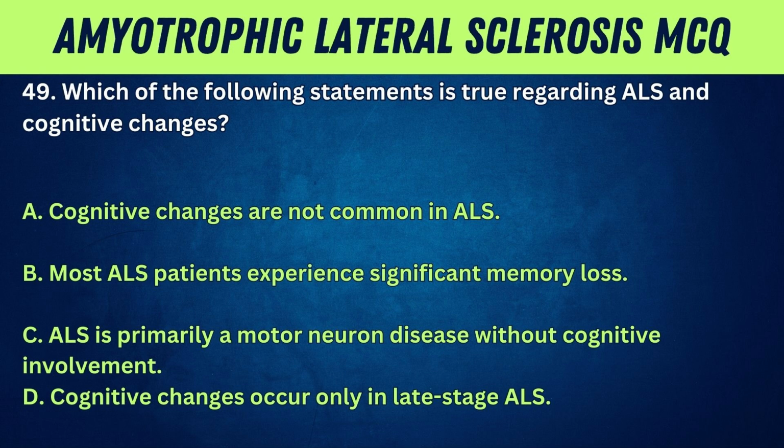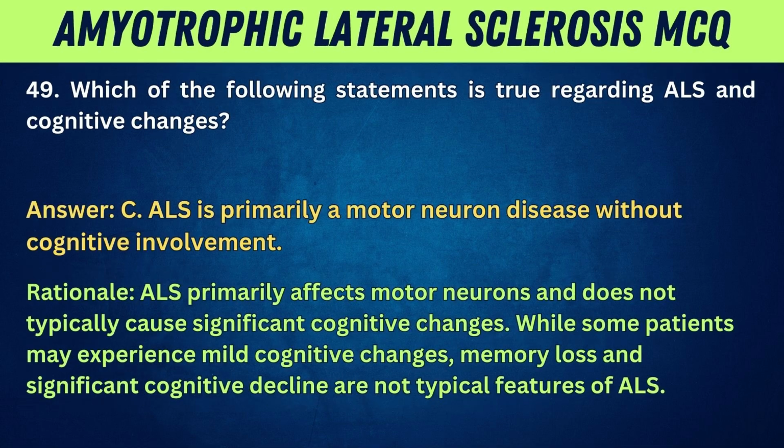49. Which of the following statements is true regarding ALS and cognitive changes? A. Cognitive changes are not common in ALS. B. Most ALS patients experience significant memory loss. C. ALS is primarily a motor neuron disease without cognitive involvement. D. Cognitive changes occur only in late-stage ALS. Answer: C. ALS is primarily a motor neuron disease without cognitive involvement. Rationale: ALS primarily affects motor neurons and does not typically cause significant cognitive changes. While some patients may experience mild cognitive changes, memory loss and significant cognitive decline are not typical features of ALS.